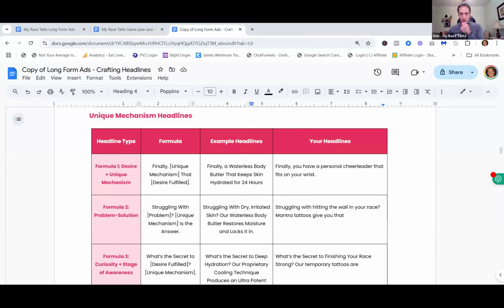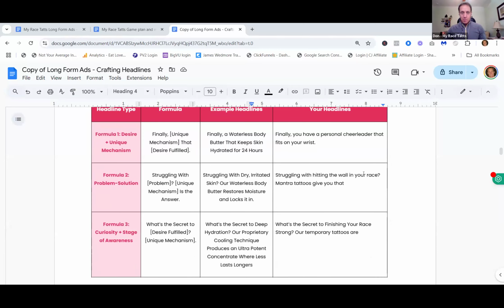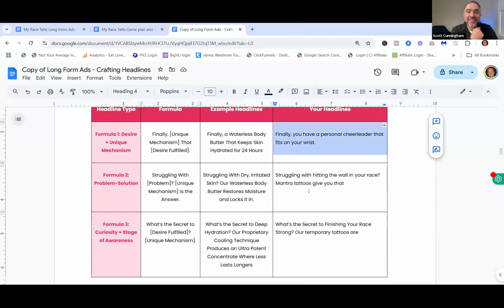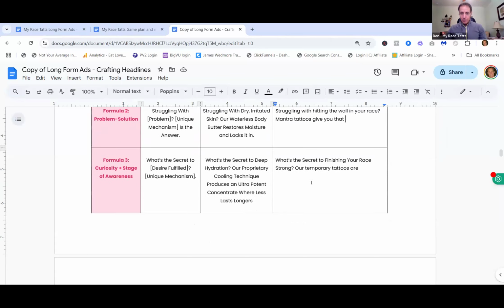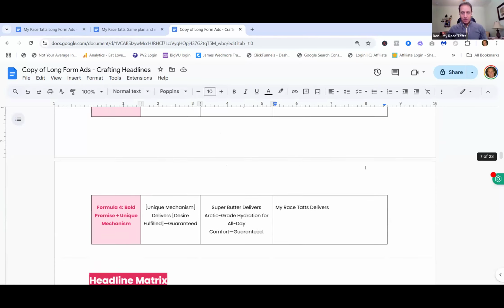Get myself out of the way here. So these are just some things that I had written down. Can you see this? Finally, you have a personal cheerleader that fits on your wrist. Struggling with hitting the wall in your race? Mantra tattoos give you that. I didn't really finish this one. What's the secret to finishing your race strong? And I didn't quite finish that one.